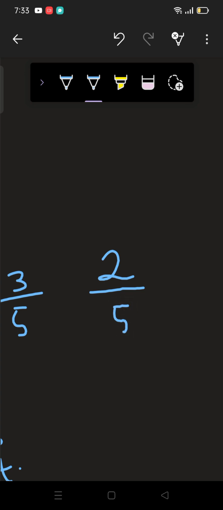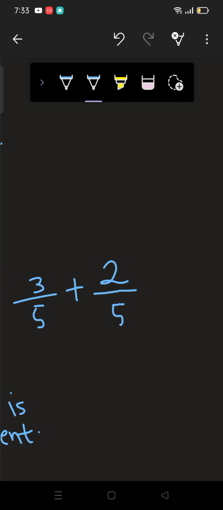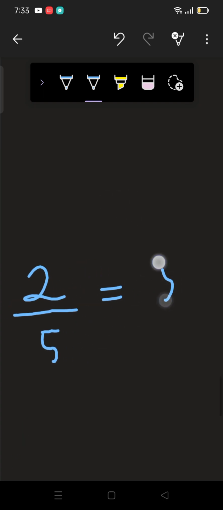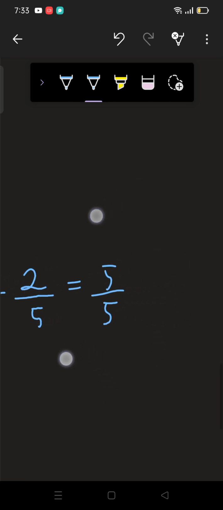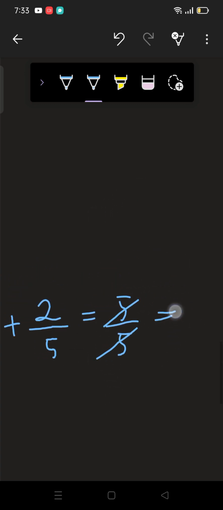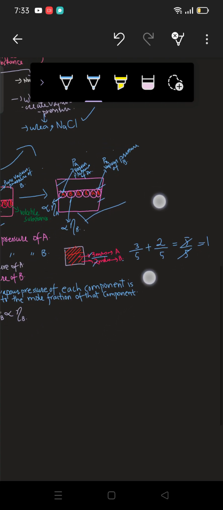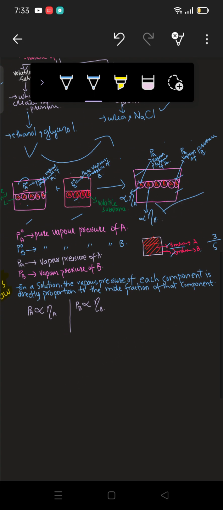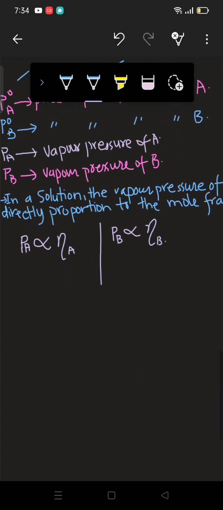And if you add these both together, they will always be equal to 1. For example, 3 plus 2 is 5, and since 5 is the same in the denominator, 5 by 5 is 1. So the sum would always be equal to 1. Either you have two components or three components, the sum of the mole fractions of each component in the solution would be equal to 1 only, right?